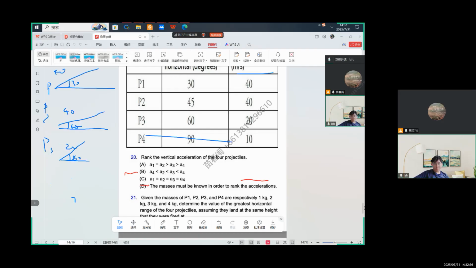So this one is just range. We can just calculate the horizontal range. So it's gonna be cosine of 60, that's just 1/2, times 20. That's just 10. So this is gonna be 10.